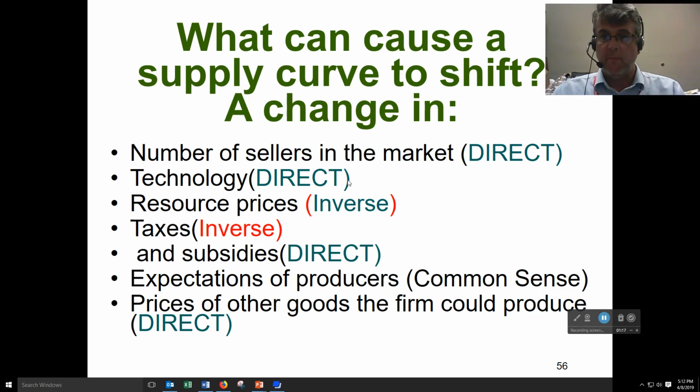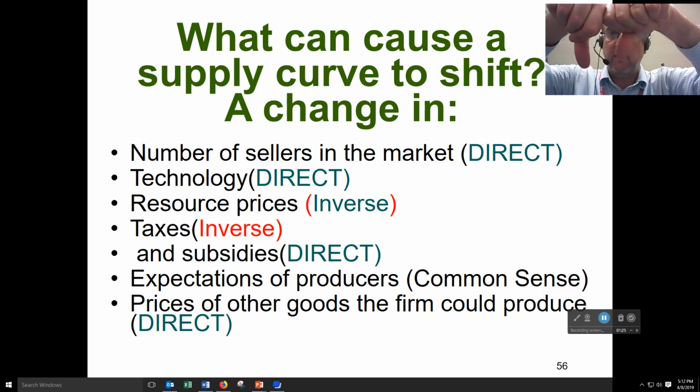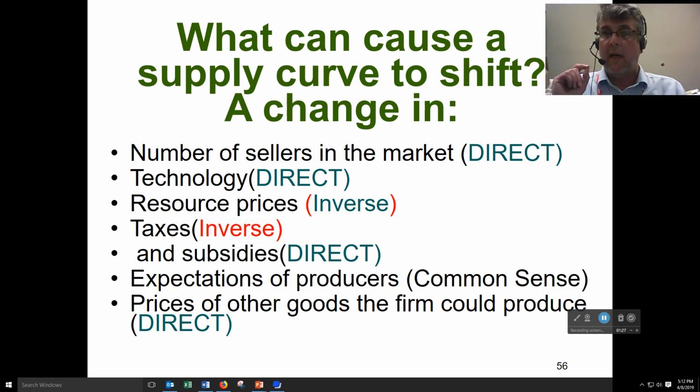Technology: an improvement in technology is directly related to supply. So we increase technology, we increase supply. Decrease technology, we decrease supply. These are things we've gone over in class already. The reason an increase in technology will increase supply is because it means I can make the same amount of output with fewer inputs, say less labor.